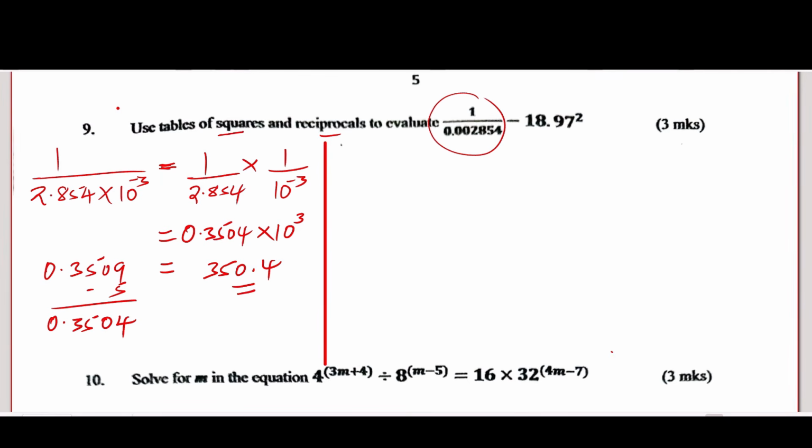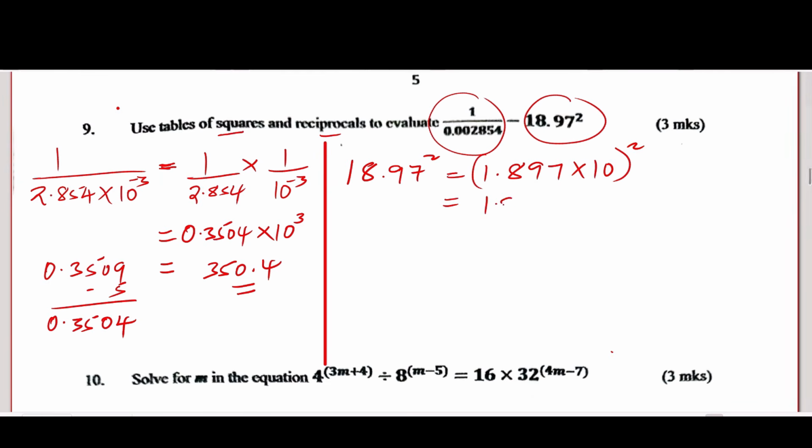Now we go to the second part, that is the square. So the square of 18.97. Again, you cannot read this one directly from the tables of squares. So you write this one in standard form: 1.897 times 10. And then remember you're getting the square of everything. So it is 1.897 squared and 10 squared. So from the table, read the square of 1.897.